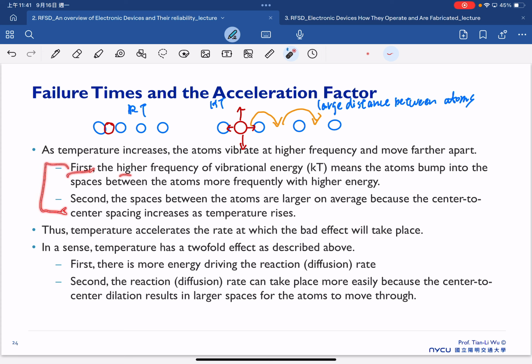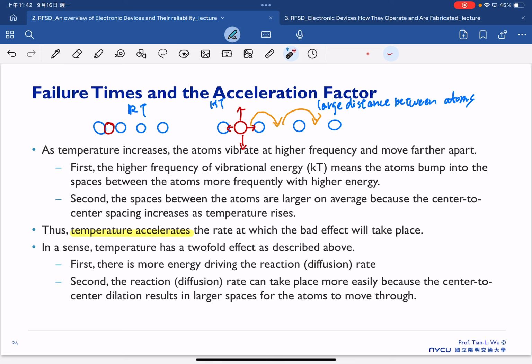First, the higher frequency of vibration energy means that the atom bumps into the space between the atoms more frequently with a higher energy. And second, the space between the atoms is larger on average because the center to center space increases as the temperature rises. Because of these two reasons, the rate accelerates, which is considered a bad effect, and we will start to foresee the temperature acceleration.